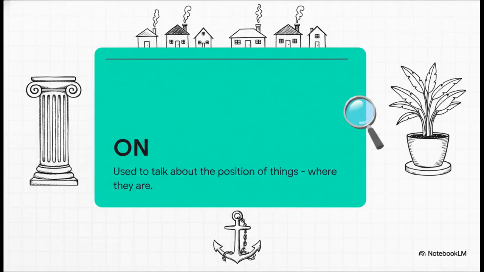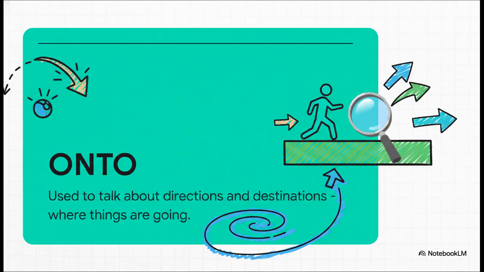So let's zoom in on on for a second. We use it to talk about the position of something. It's not going anywhere, it's settled, it's just there. Now compare that with onto. Onto is dynamic. It's about directions, it's about destinations. It describes that journey of something moving toward and then arriving on top of a surface.